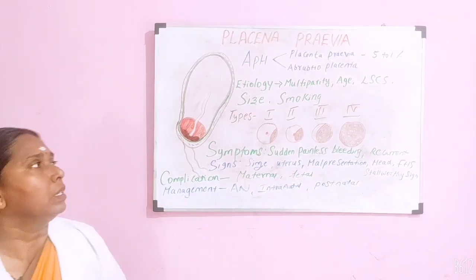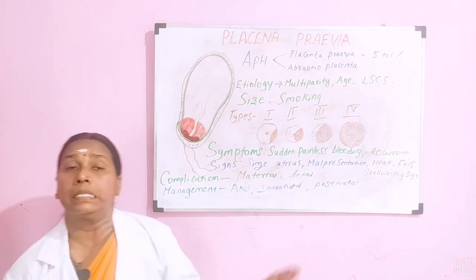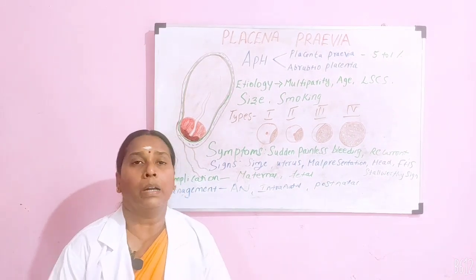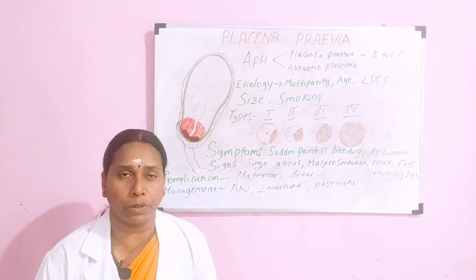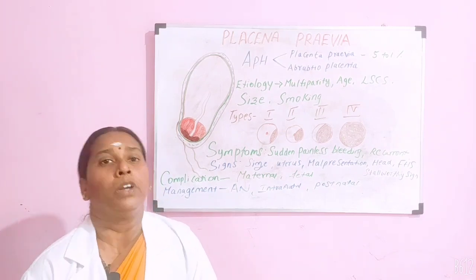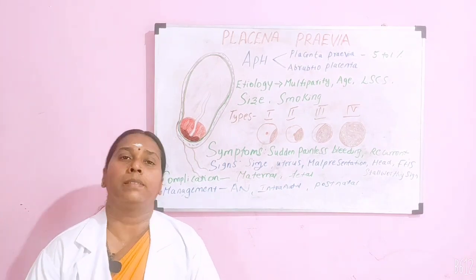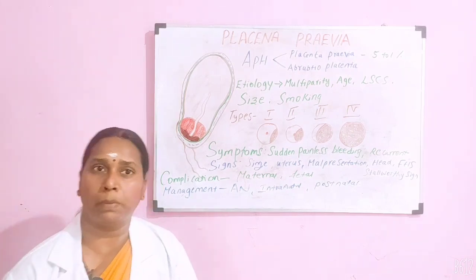When we come to the signs of placenta previa, we observe the size of the uterus. What happens with the size of the uterus? There is no change, because no uterine contraction is initiated with placenta previa. So there will not be any change in the size of the uterus, and you can be confident it is not abruptio placenta.